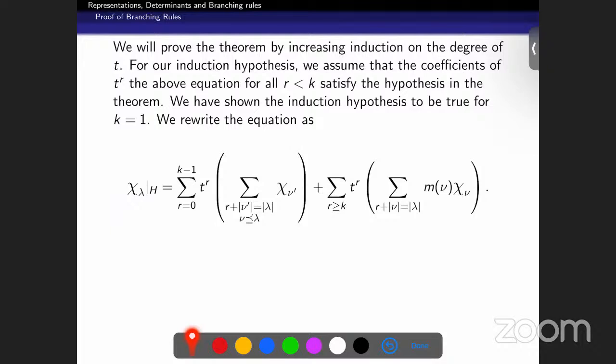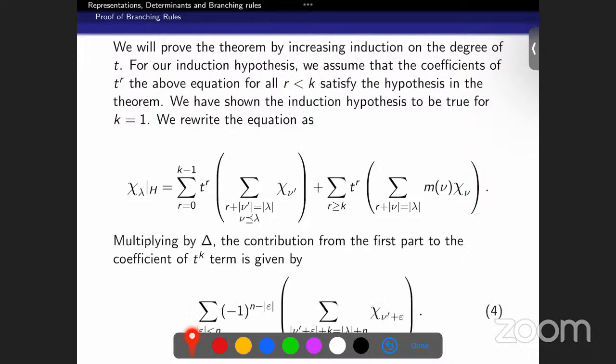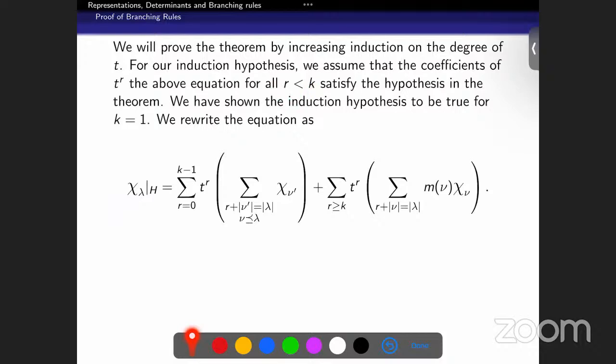Now let's proceed with the induction step, where we assume that the induction hypothesis is true for all r less than k. We only need to prove it for k, and that would complete our proof. So we are assuming that the theorem we had defined, the interlacing statement, holds for anything corresponding to degree less than k. Here this symbol says that nu interlaces lambda. Sorry, that should have been nu prime, not nu. That should have been nu prime interlaces lambda.